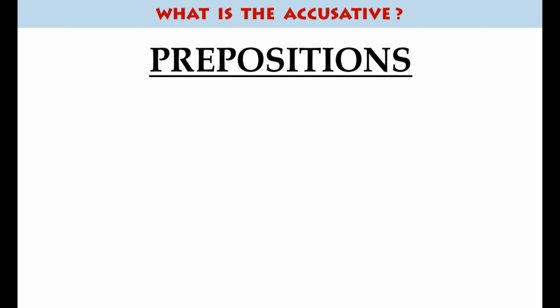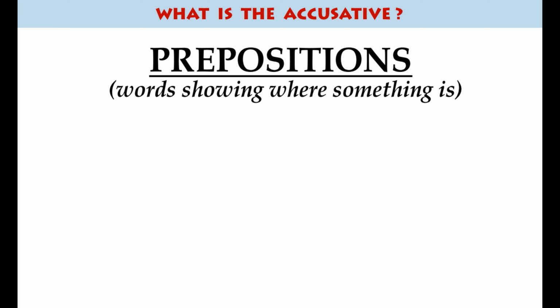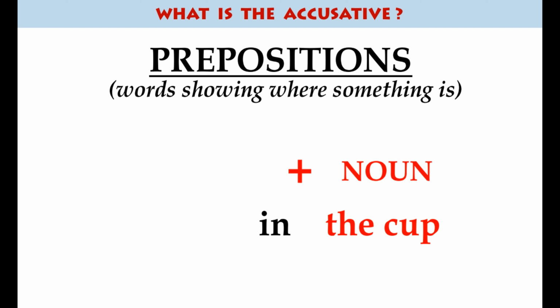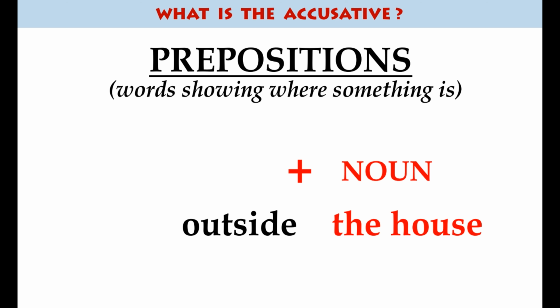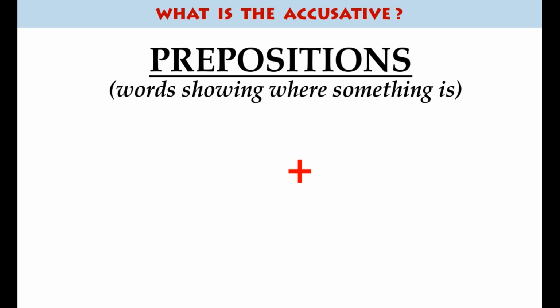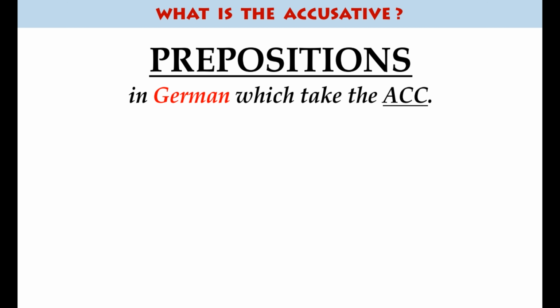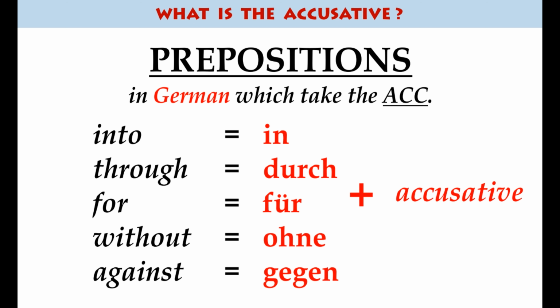One final thing to mention is that particularly in German and in Latin, the accusative is also used for certain prepositions. You'll know that a preposition is a short word which tells you where something is, and it's always followed by a noun. For example, on the table, in the cup, in my head, outside the house. With certain prepositions in Latin and German, you have to make sure that the noun that follows them is in a particular case. So here are some of them in German. These are your typical prepositions that are then followed by an accusative noun.